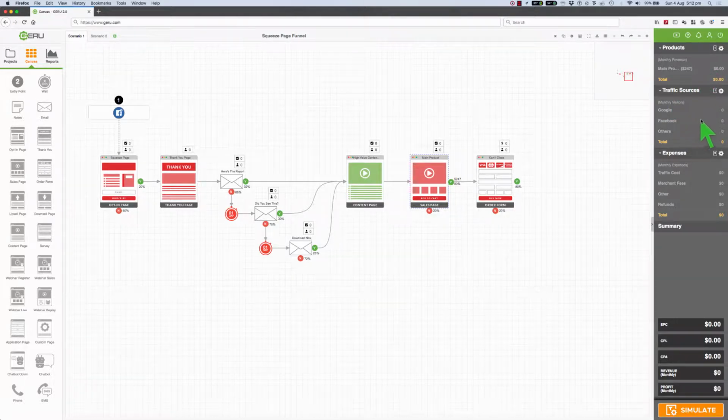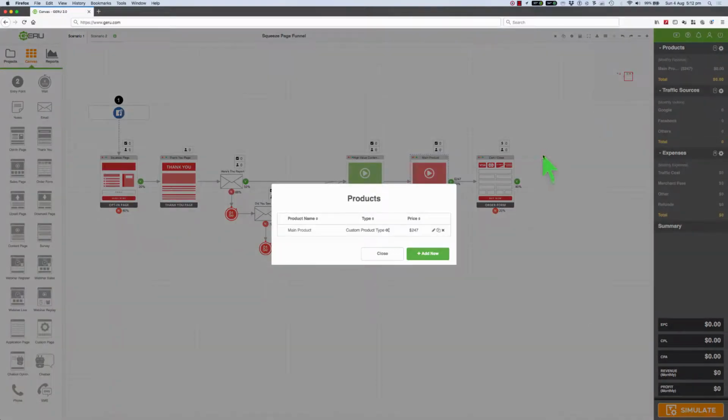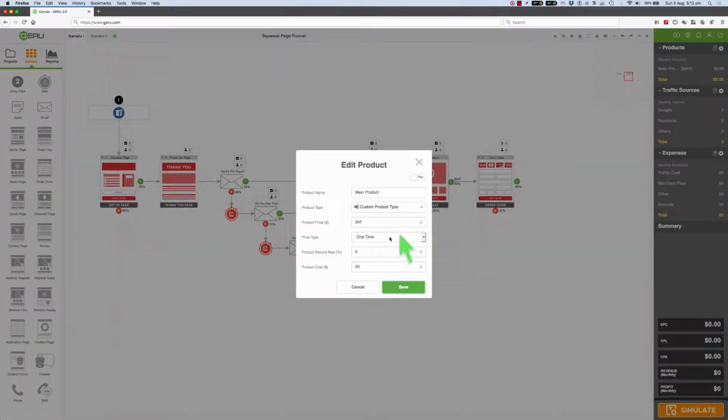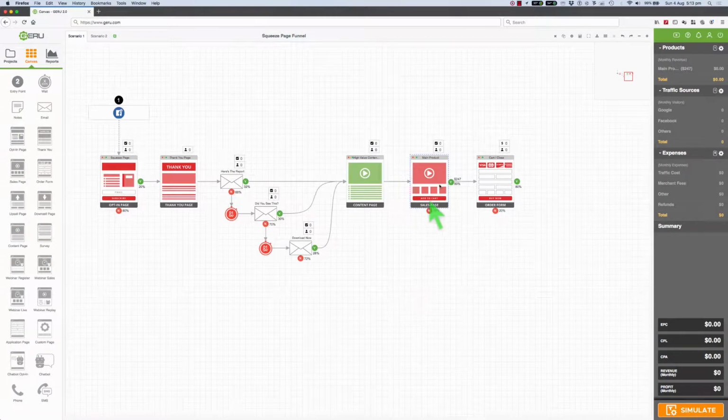We've got a Facebook campaign, and we'll also look at our products. So we've got one product here. Let's have a look at the product first. It is $247. It's a one-time purchase product, not a subscription product. We're going to assume that 5 in every 100 customers will request a refund, and the product cost is actually, let's bump this up a little bit. Make it realistic, it's going to cost us $100 to produce per item. So that's our single main product, and the sales page for that is here.